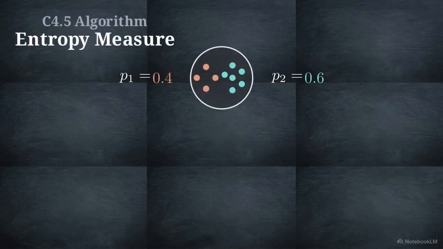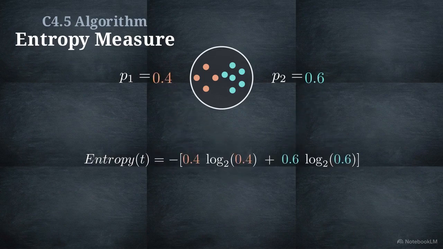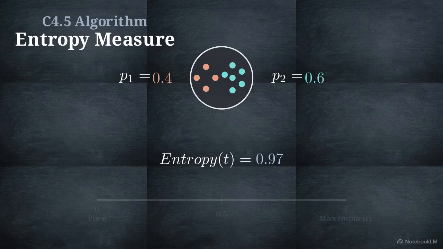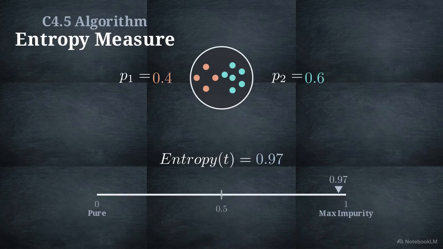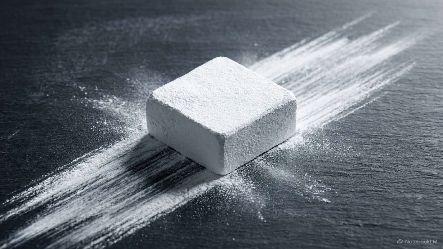The alternative measure is entropy, used by the C4.5 algorithm. Running the exact same 40-60 node through the entropy equation yields a score of 0.97. Data scientists often debate which metric to use, but these two functions almost always produce identical tree structures in practice. The scikit-learn library defaults to Gini for a purely pragmatic reason. It skips the computationally expensive logarithm operation required by entropy, allowing the model to train faster.